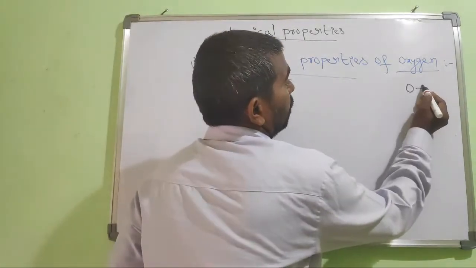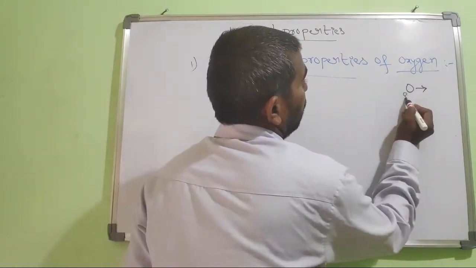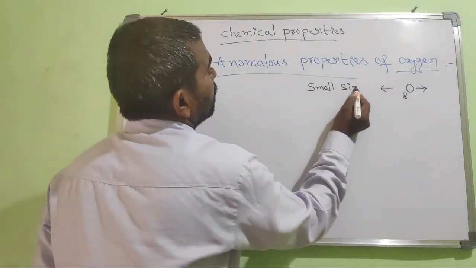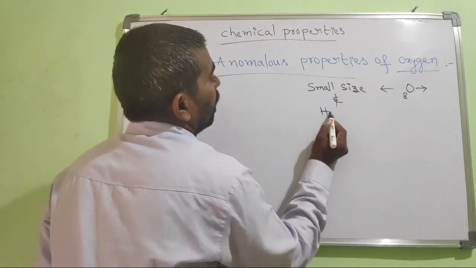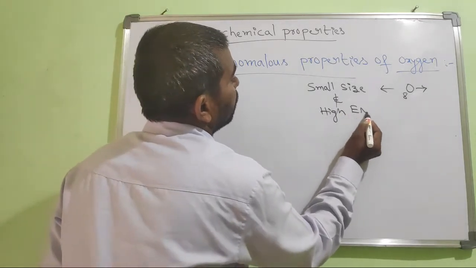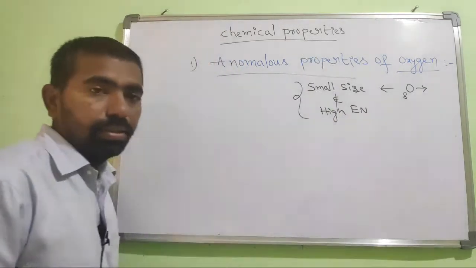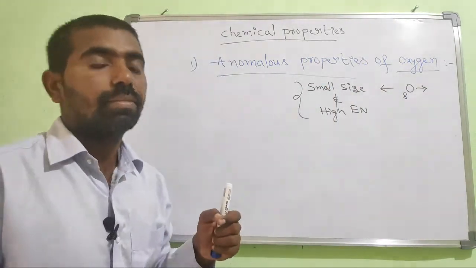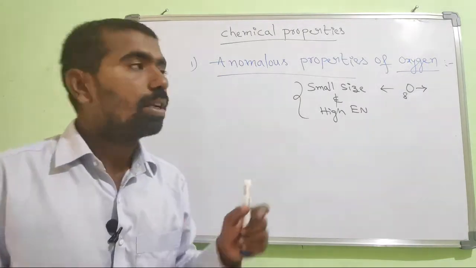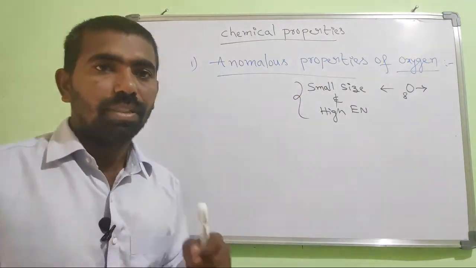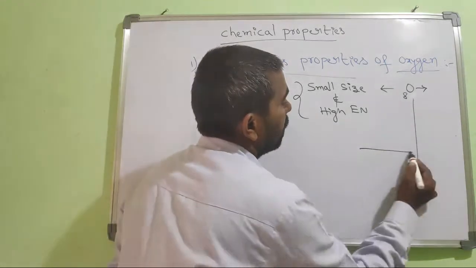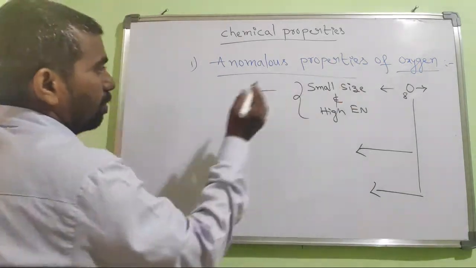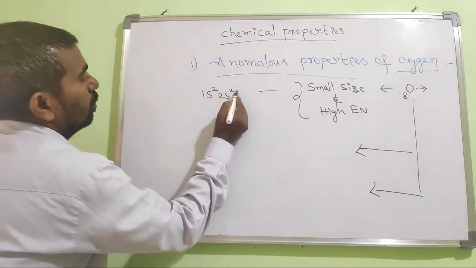So here I am saying oxygen, atomic number is 8. It consists of very small size and high electronegativity value. So due to these characters, oxygen exhibits some typical properties. Those typical properties are generally known as anomalous properties. And here I am saying only 2 anomalous properties for this element. Before that, I am writing the electronic configuration of oxygen: 1s2, 2s2, 2p4.